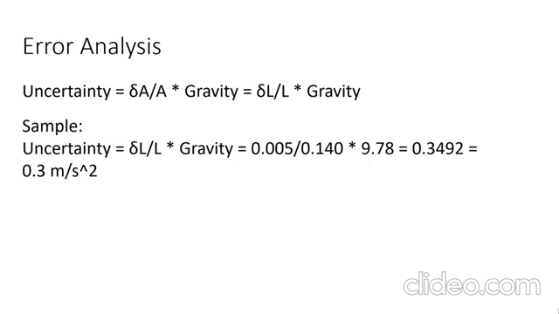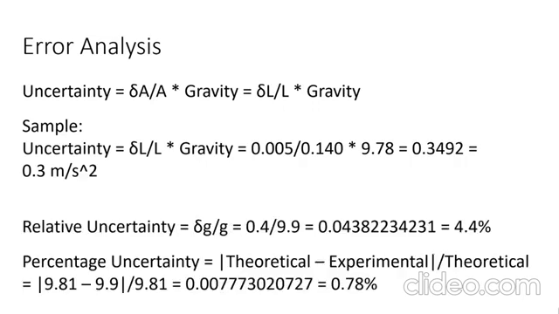And now the error analysis. Since the majority of the error comes from the changing area, which is due to the changing length in contact with the bag, the uncertainty is equal to the uncertainty for length divided by length times gravity, or 0.005 divided by 0.14 times 9.78, or 0.3 meters per second squared. Now, the relative uncertainty is the uncertainty of gravity divided by gravity, or 4.4%, and the percentage uncertainty is theoretical minus experimental value, all divided by theoretical value, or 0.78%. And now overall, the value for gravity is 9.9 plus or minus 0.4 meters per second squared.